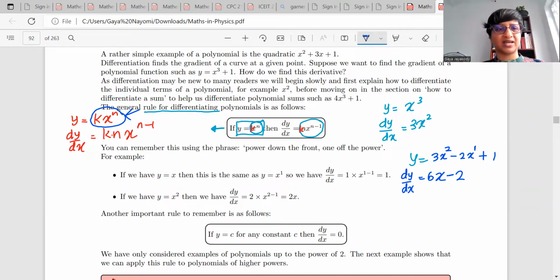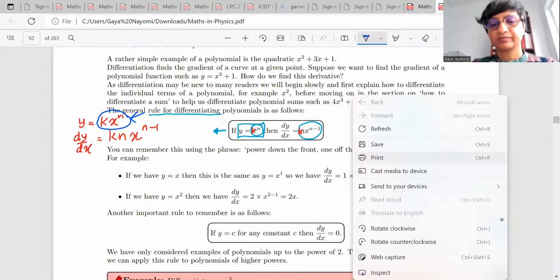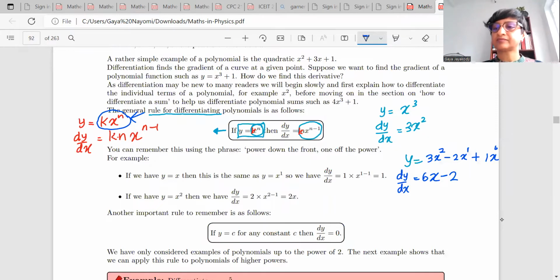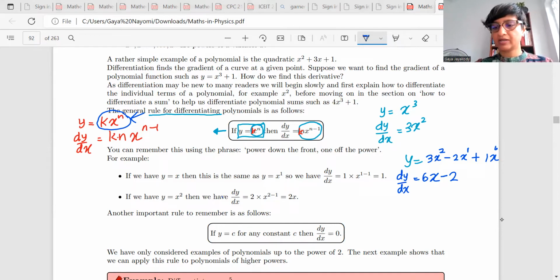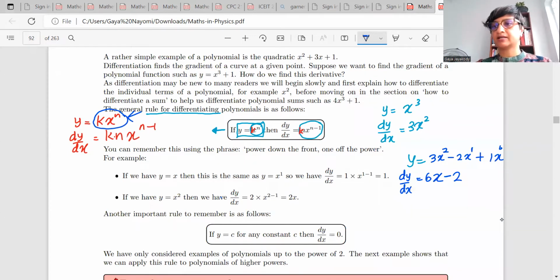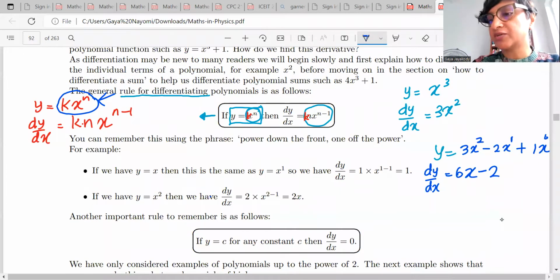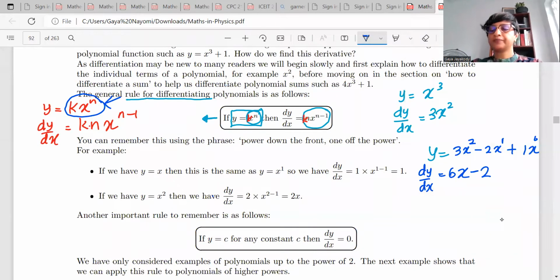Plus 1 is not of this form, but you can think of it as having x to the power of 0. This is giving me trouble, it's because my hands are a little bit sweaty. I can't write properly. It's x to the power of 0. What would you get? 0.